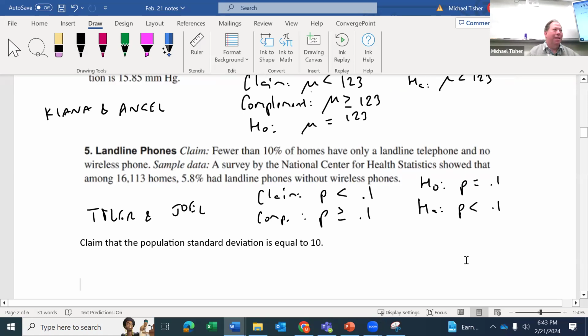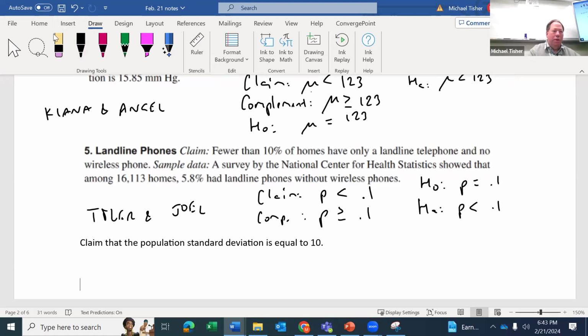All right. Okay, now let's go with Joel and Tyler's, okay? So we're going to claim that the population standard deviation is equal to 10.